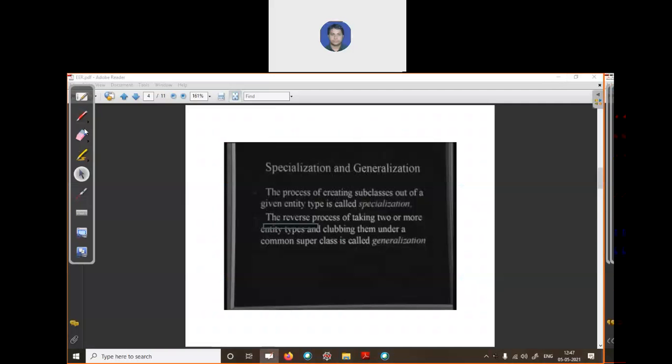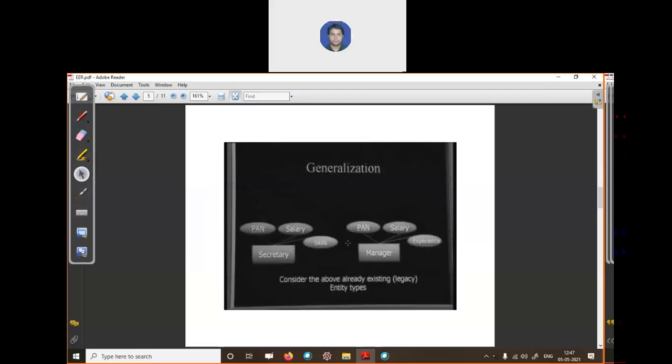Generalization is the reverse process of taking two or more entity types and clubbing them under a common superclass. You can see this example. There is one entity type secretary and another entity type manager, and all these entities have their own attributes: PAN number, salary and skills; PAN number, salary and experience.